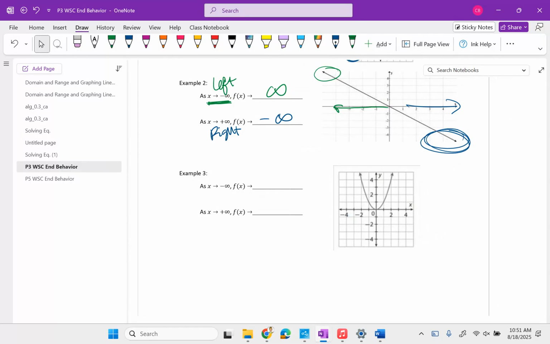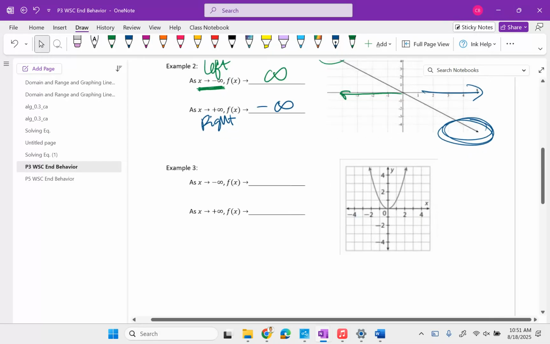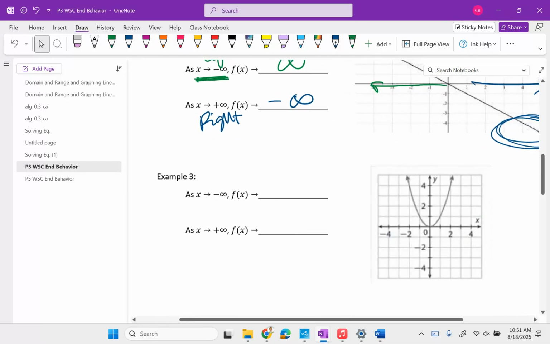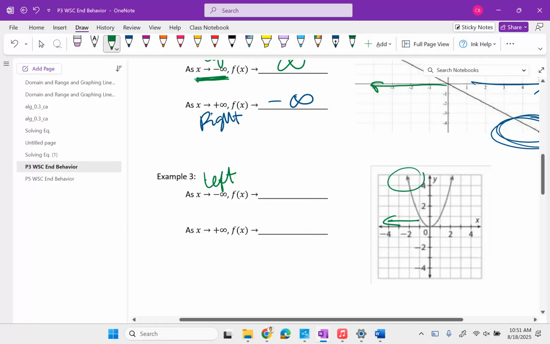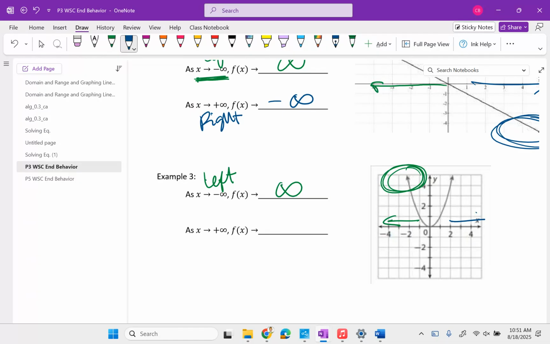Looking at example 3. Negative infinity means what direction, everybody? We're going in the x direction. Left. Okay, so as I'm going to the left, what's going on with this y value? Is it going up or is it going down? Up, right? It's pointing up. So if I'm pointing up, what number am I going to? Positive infinity.